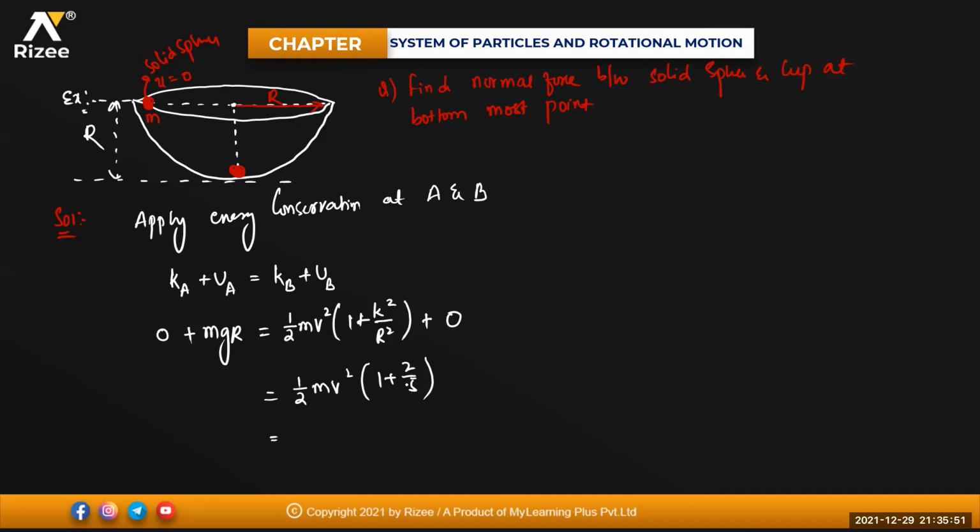This one is 2 by 5. That means this will become 7 by 10. 7 by 10 into m into v square is equal to mg into r. This m will get cancelled. So from this, I can write, mv square will be equal to how much? Anything is getting cancelled, beta. It is half into m into v square. So I can write here g into r will be equal to v square.